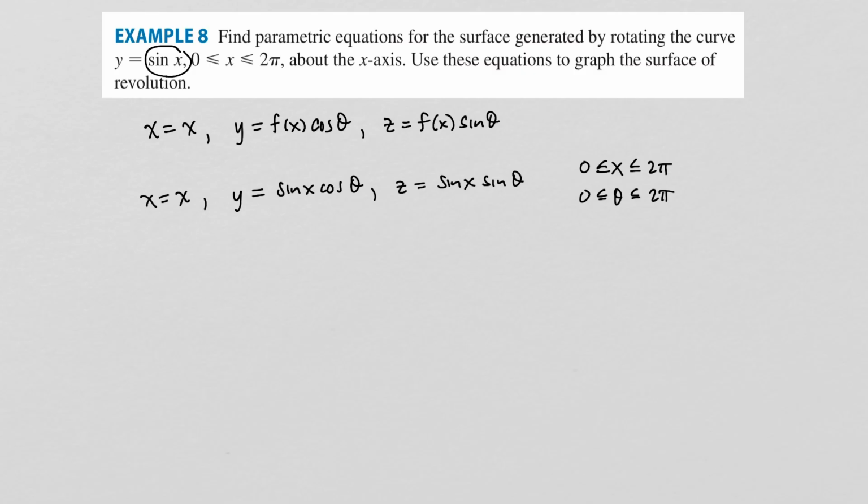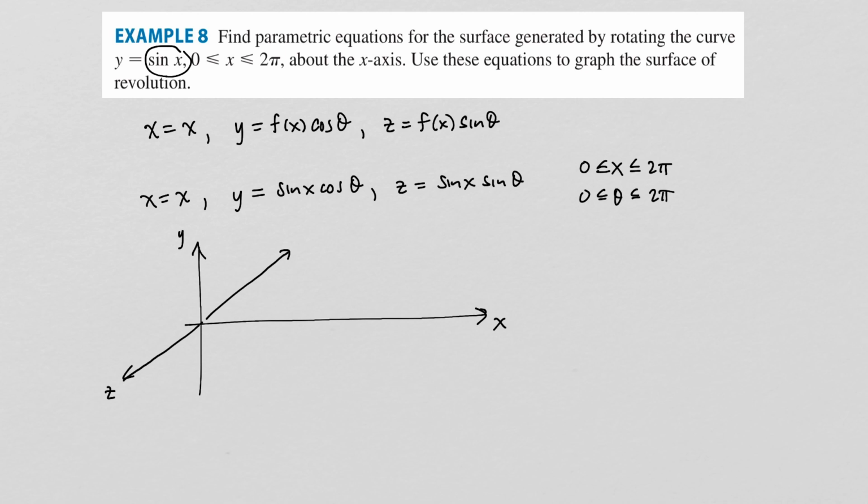And so let's think about what this would look like. It's easiest to do this if we just go back to the original coordinate system where x and y are here, and then you could think of z as being an axis like this, a little bit different than what we normally do. But we know the curve y equals sine of x looks like this. And that's from 0 to 2 pi.